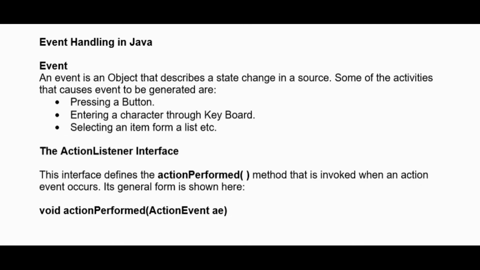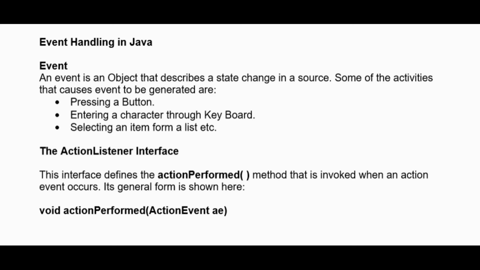Before moving forward, we can have some look at event handling in Java. Event. An event is an object that describes a state change in a source. Some of the activities that cause an event to be generated are pressing a button, entering a character through the keyboard, selecting an item from a list, etc.